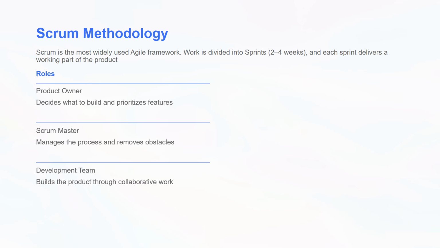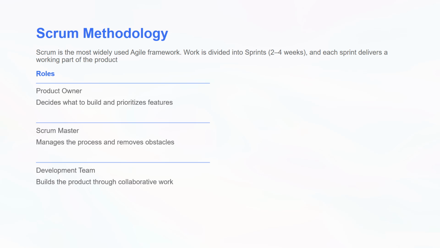The product owner is responsible for deciding what features should be built and prioritizing them. The Scrum Master ensures that the process runs smoothly and helps remove any obstacles. The development team works together to build the product.